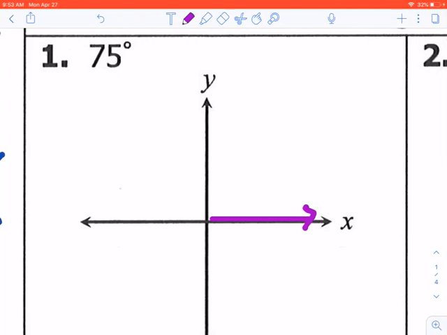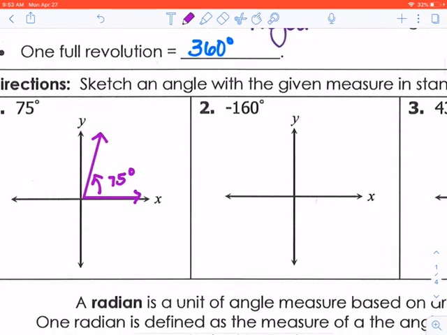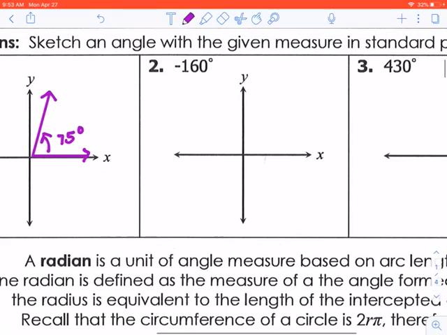Obviously, my 75 degree angle is not going to be here because that doesn't seem that close to 90 degrees. Remember, 90 degrees is going to be in this first quadrant, so I'm going to say my 75 degree angle is about here. We'll say this angle here is 75 degrees, and we're done. We're drawing our angle in standard position. Moving on to the next one.